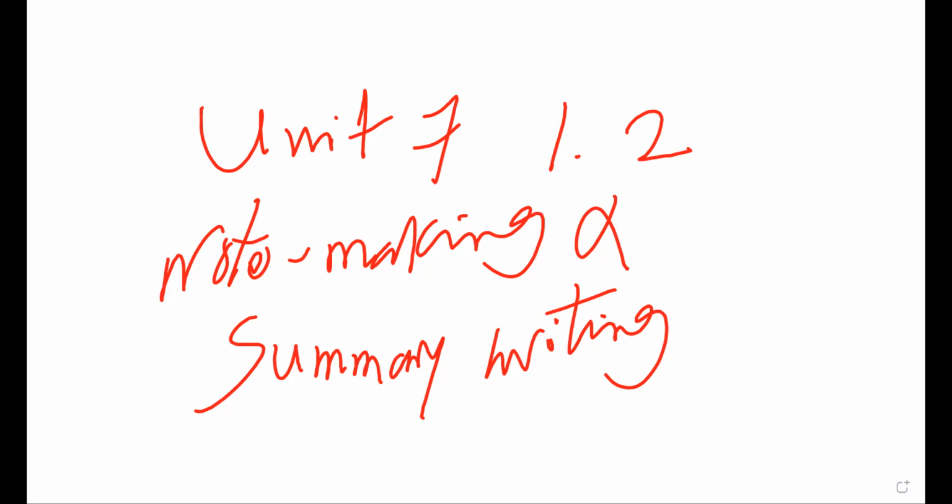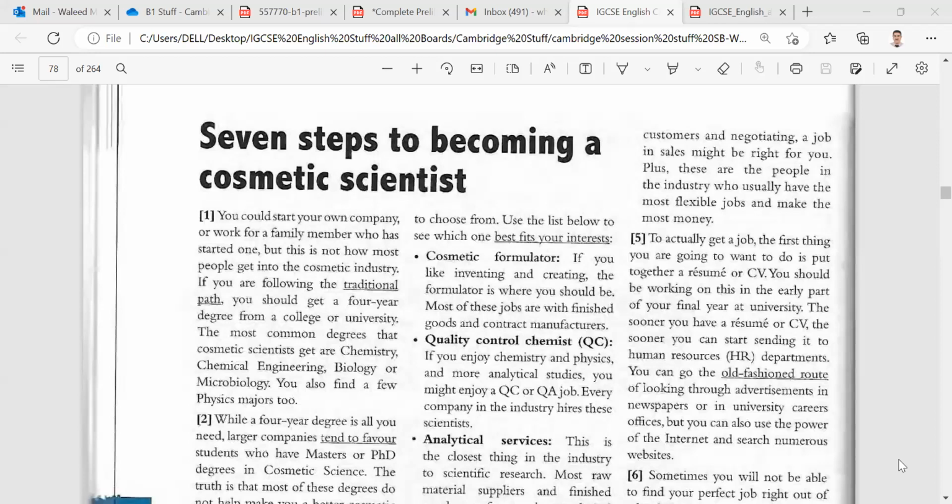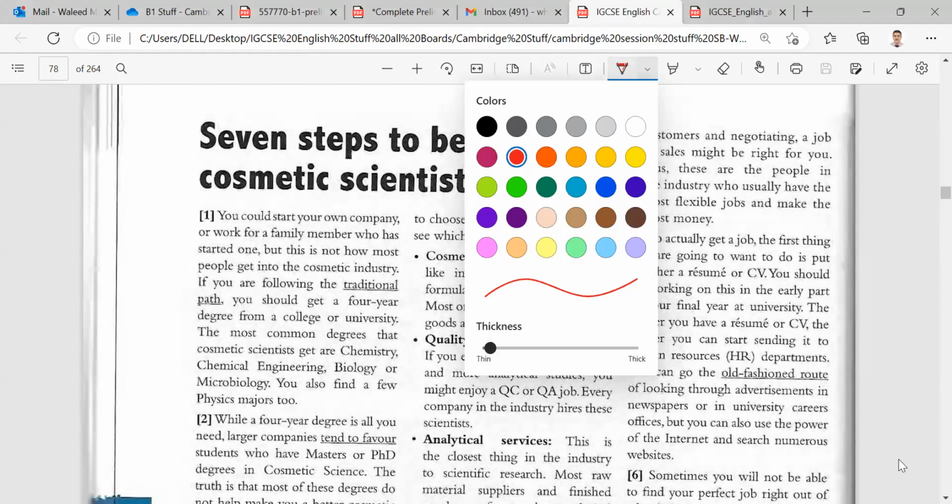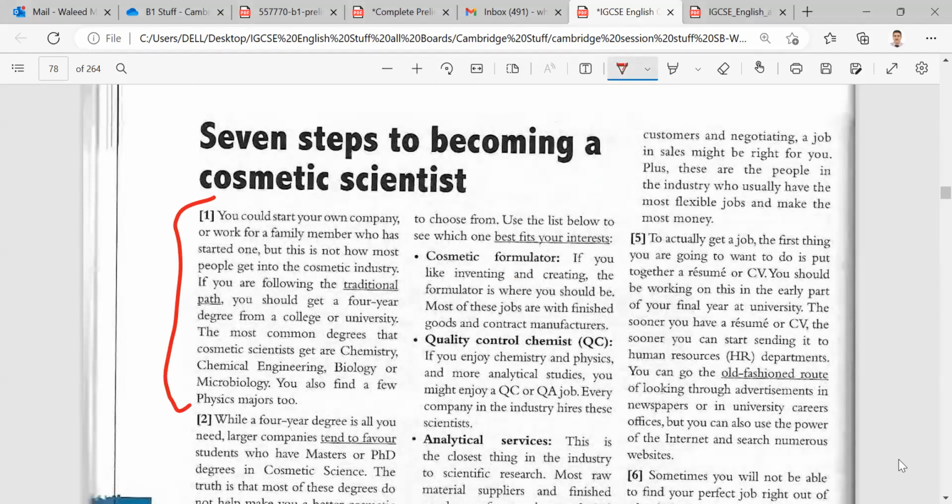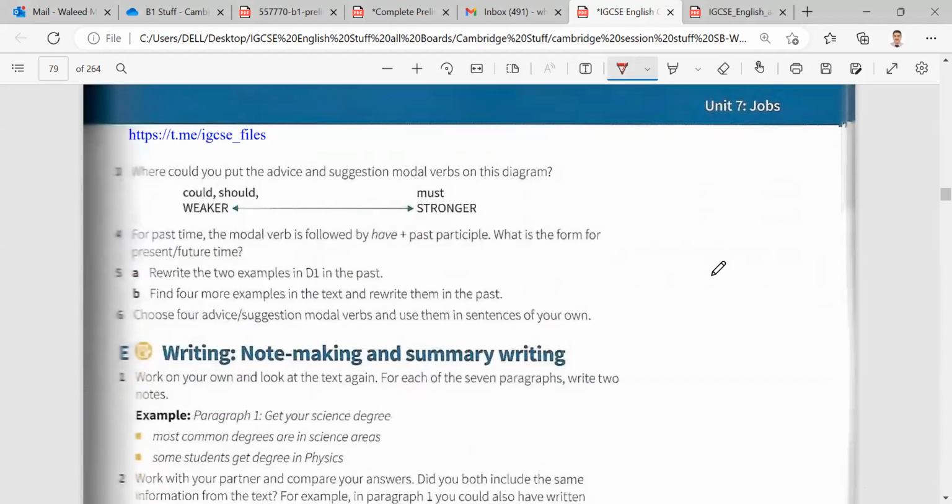Okay, what should you do? I need you to write two main ideas, only two notes for each paragraph. This is paragraph one, as you see. Let me stop sharing this. Okay, here, paragraph one. I'd like you to write only two notes. But before we start practicing writing the summary together, what are the general strategies that you need to follow while writing your notes?